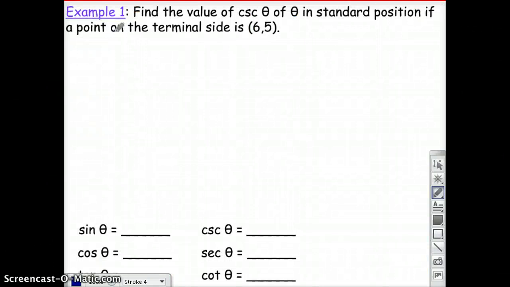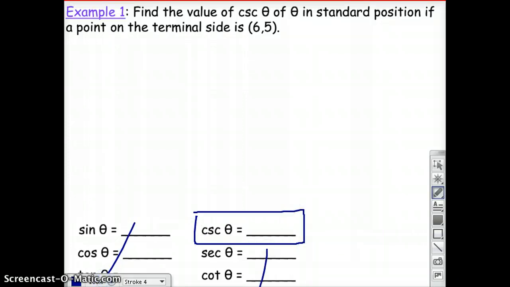For the first example, it's going to be very similar to the last lesson, so this isn't going to be anything new to you if you watched the last video. Find the value of cosecant theta of an angle theta in standard position if you know a point on the terminal side is (6, 5). So we just have to find the cosecant. I don't have to find the other trig functions, so I'm not going to worry about them.